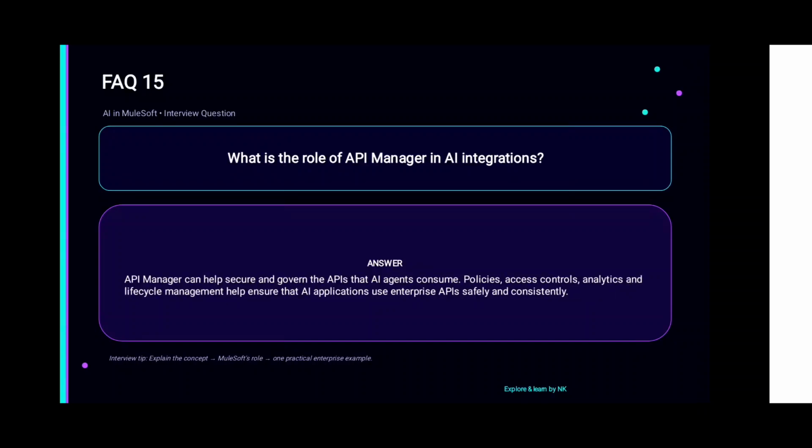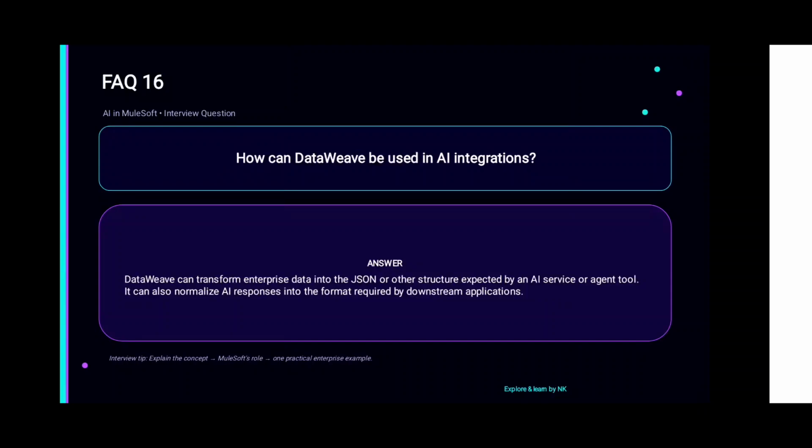So what is the role of API Manager in AI integrations? API Manager can help secure and govern the APIs that an AI agent consumes. Policies, access controls, analytics and lifecycle management help ensure that AI applications use enterprise APIs safely and consistently. So this is also one of the most important questions, like what is the role of API Manager in AI integration? You can explain this.